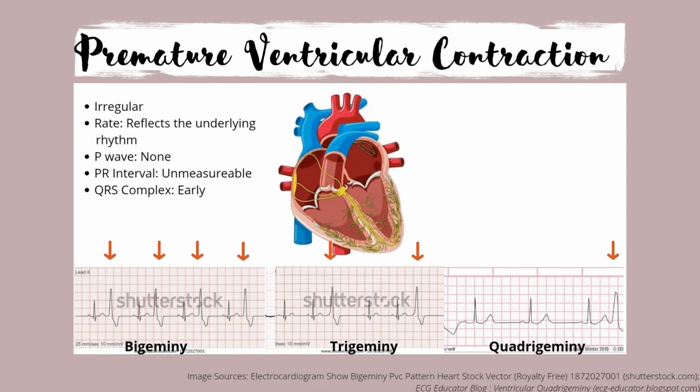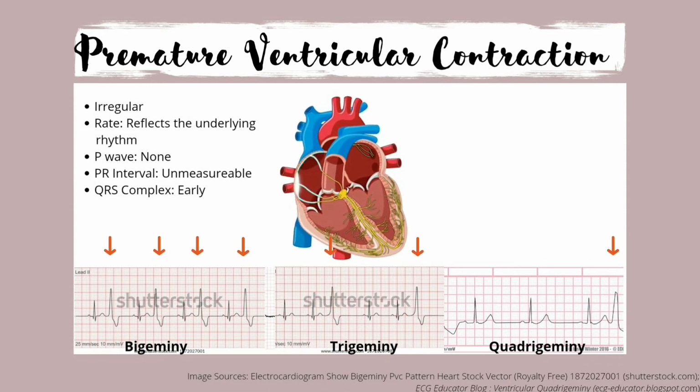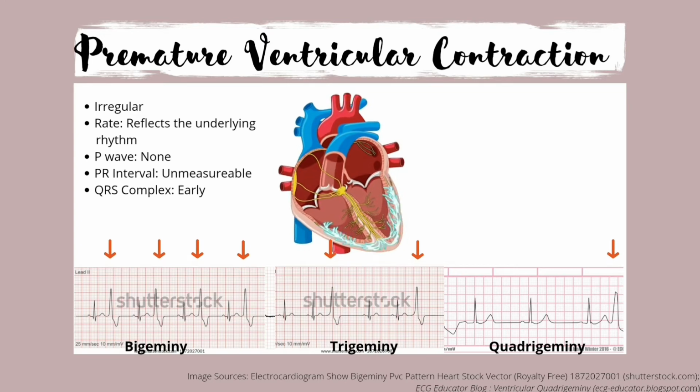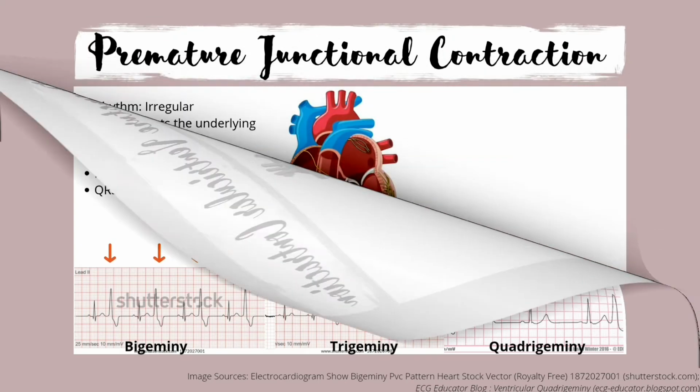PVC subtype according to frequency of occurrence. Bigeminy, every second QRS complex or beat. Trigeminy, every third QRS complex or beat. Quadrigeminy, every fourth QRS complex or beat.